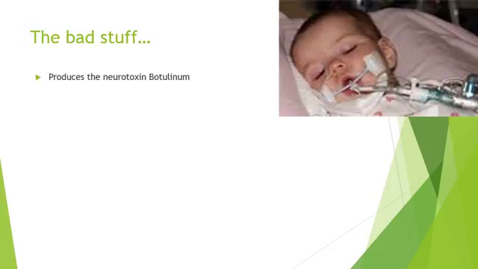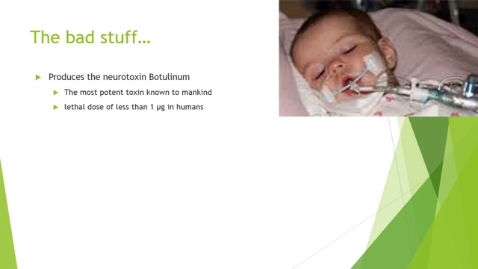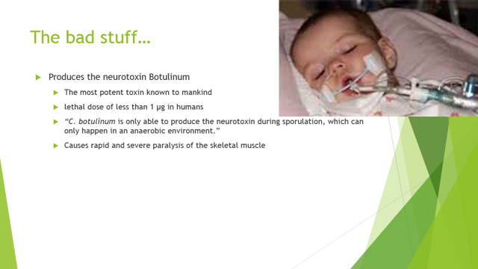So this is a picture of a small child who has botulism. You can tell he has a tube in his mouth. He's intubated. This is because botulism causes paralysis. The neurotoxin botulinum is the toxin that the bacteria produces. Like I said before, this is the most potent toxin known to mankind, and its lethal dose in humans is less than 1 microgram. So it really doesn't take very much to cause death in us.